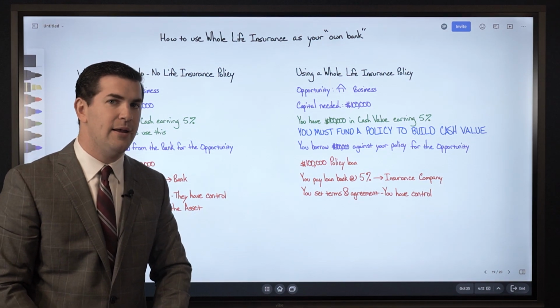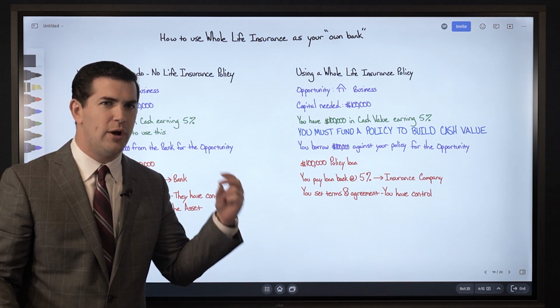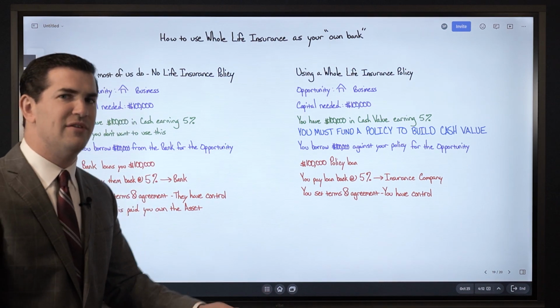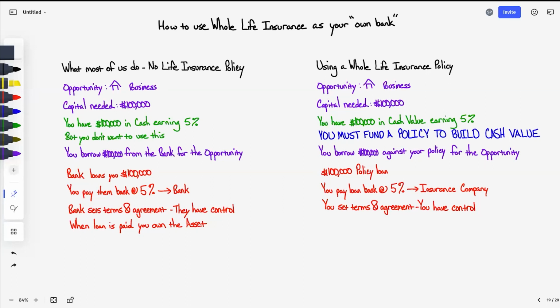And I like to emphasize that because when you hear the word loan, what immediately comes to mind? Payment and interest. A little bit different or a lot different with a life insurance policy. But main point here, when we pay interest, that rate goes to the insurance company, but you have control. Whereas with a bank, you do not have control. Here's the thing on this, the most important piece.